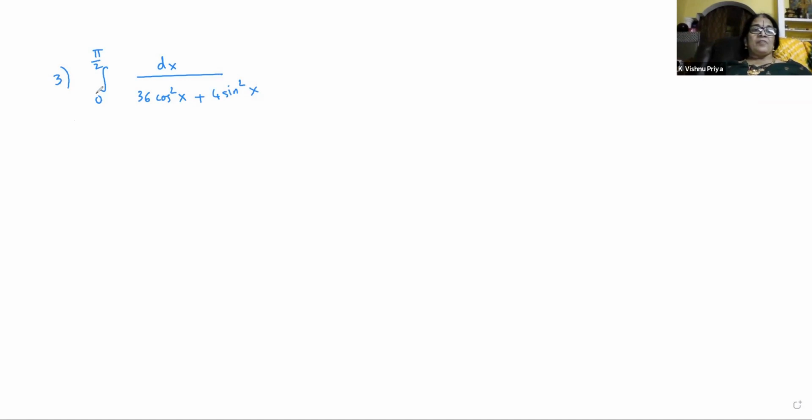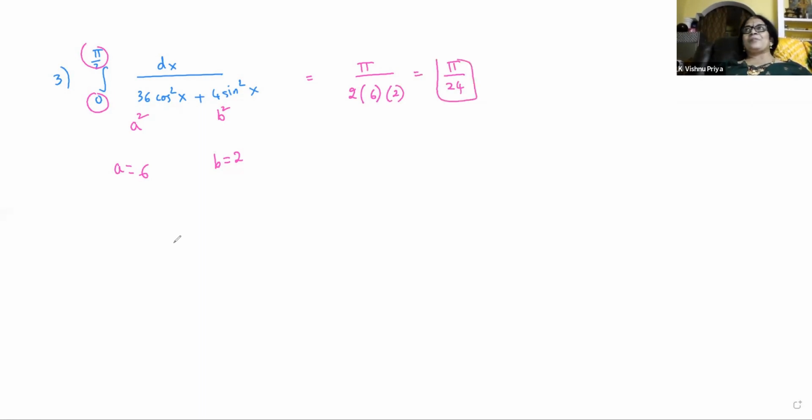How do you see it? First of all, we have 0 to pi by 2. Next, what is a square? A square is 36. So what is a? 6. Next, what is b square? 4. So what is b? 2. Then what will be my answer? Pi by 2 into a into b. That is pi by 24. This will be the answer for the integral.